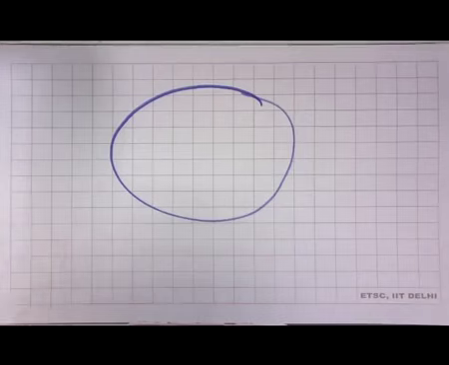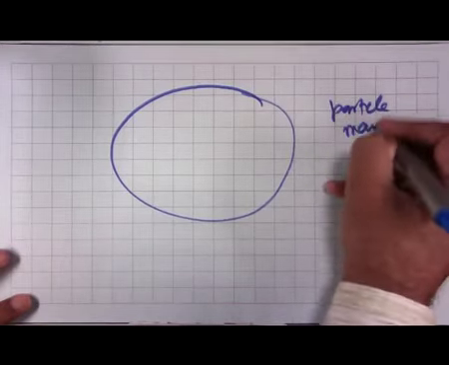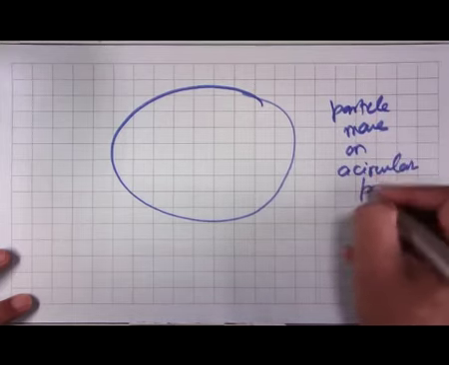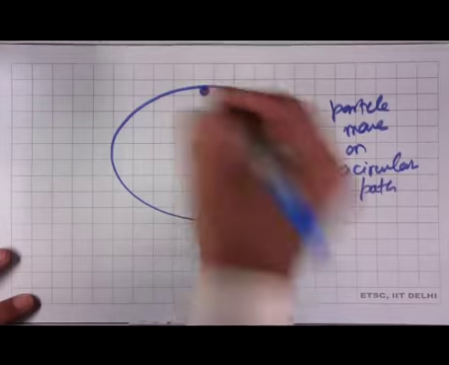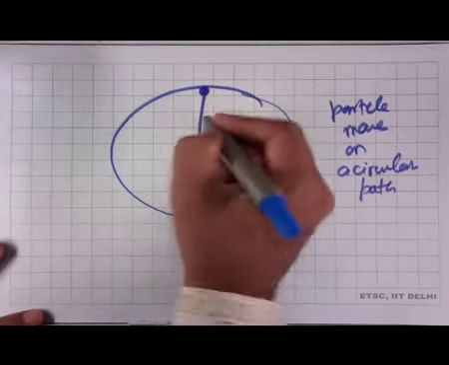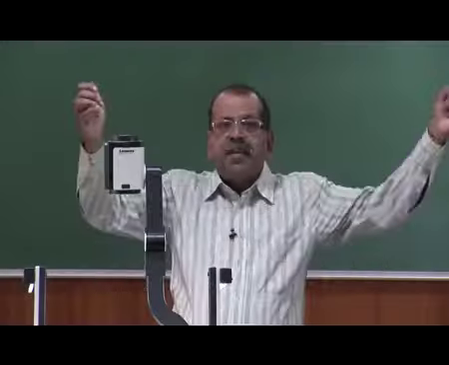Then the second case which we see is if a particle moves on a circular path, and let us say there is a string which is holding this particle, as when we are slinging a stone tied by a string.